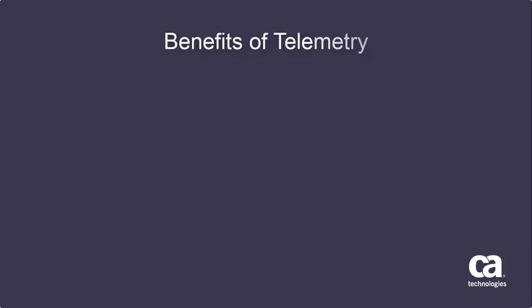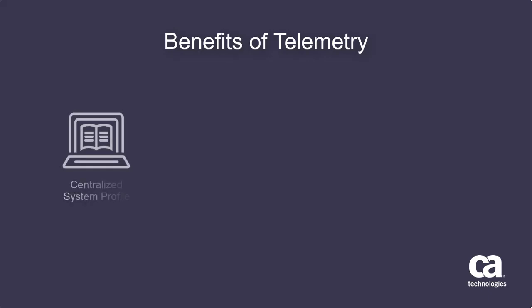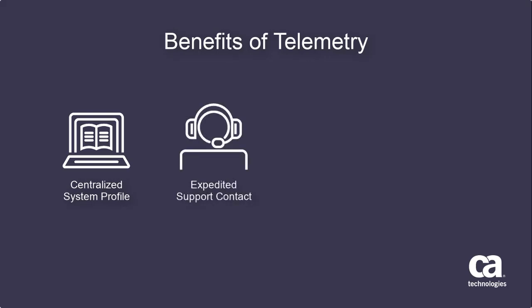So what are the benefits of enabling the telemetry feature? First up, telemetry provides users and CA with a constantly updated and centralized location for the most current system information. It also expedites any interactions with CA support by ensuring the support team is always looking at up-to-date basic system information. This allows for quicker initial assessment of any issues you might be having.